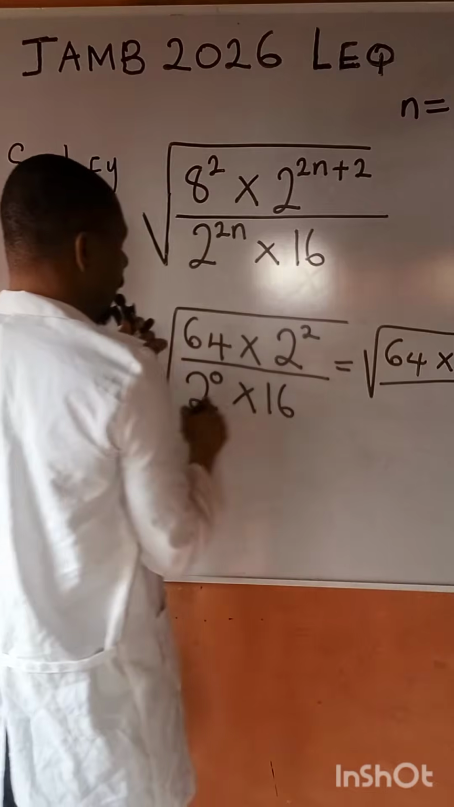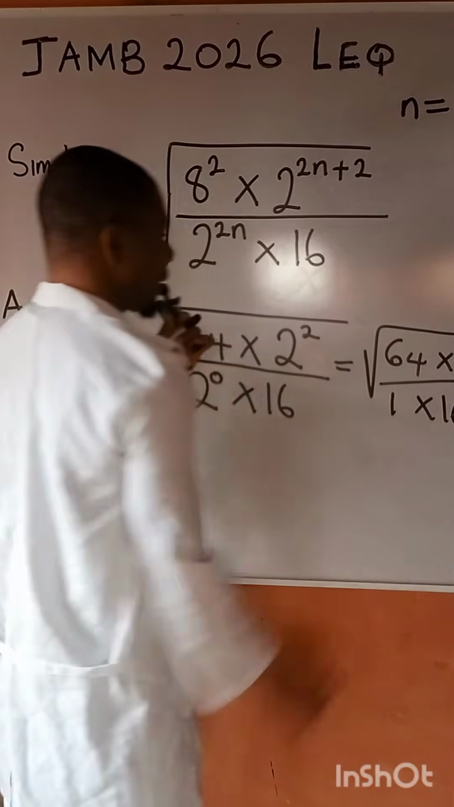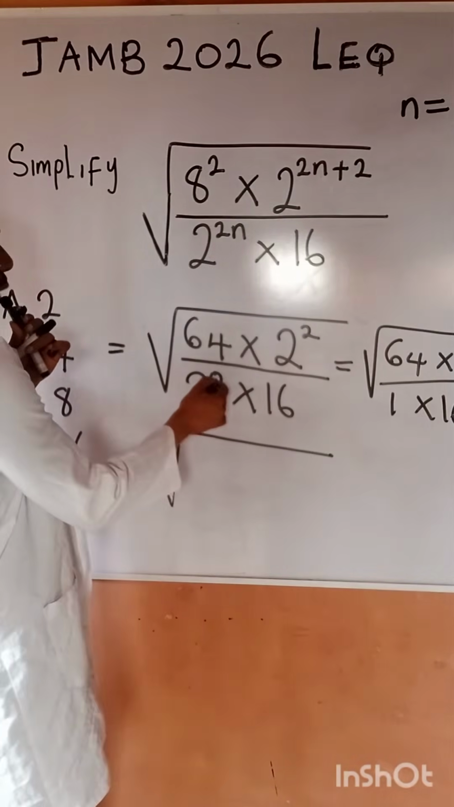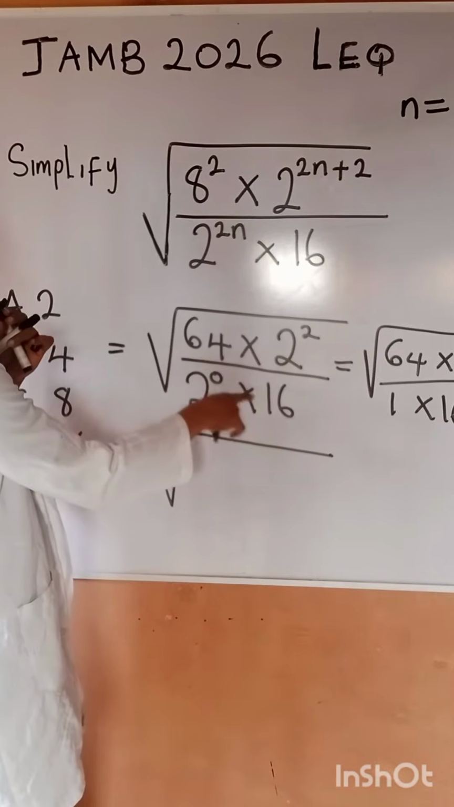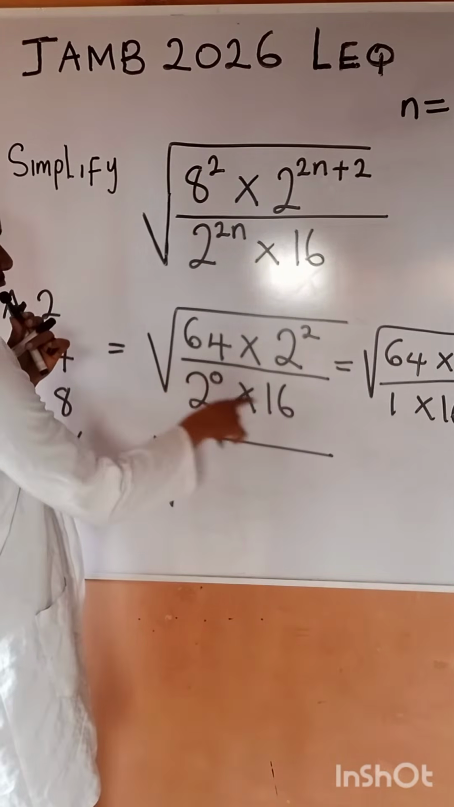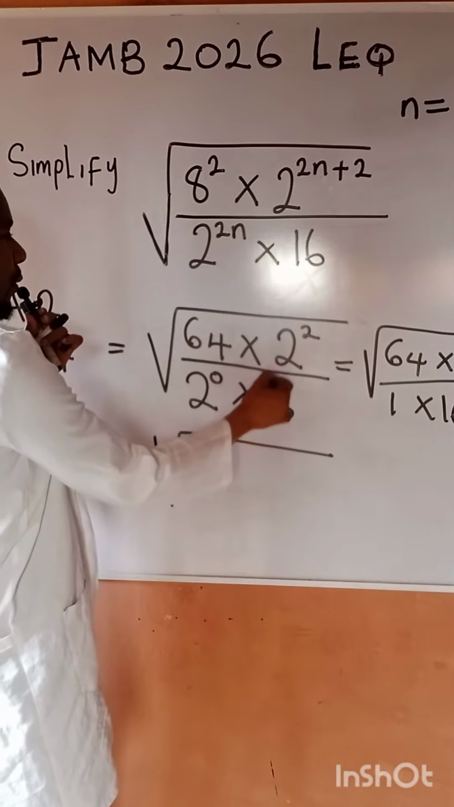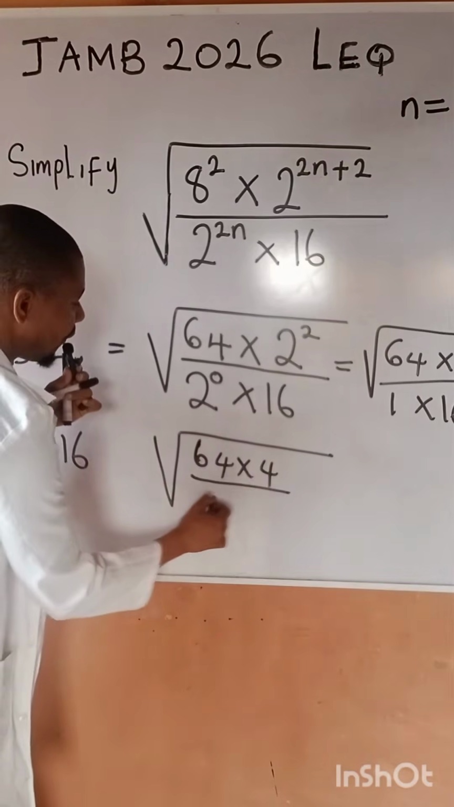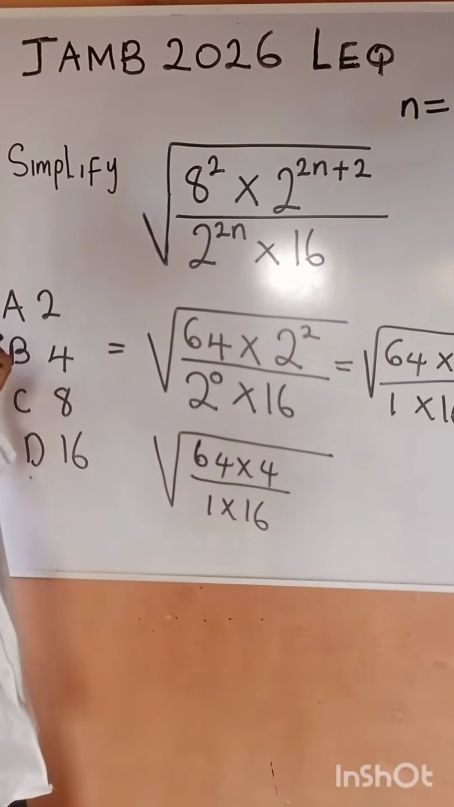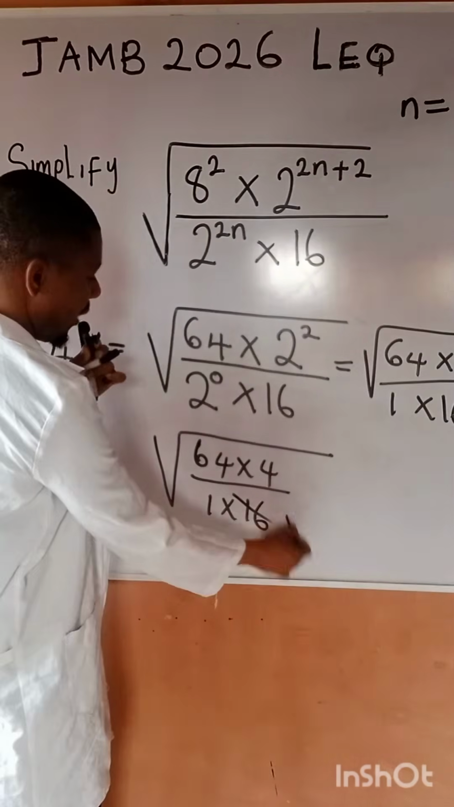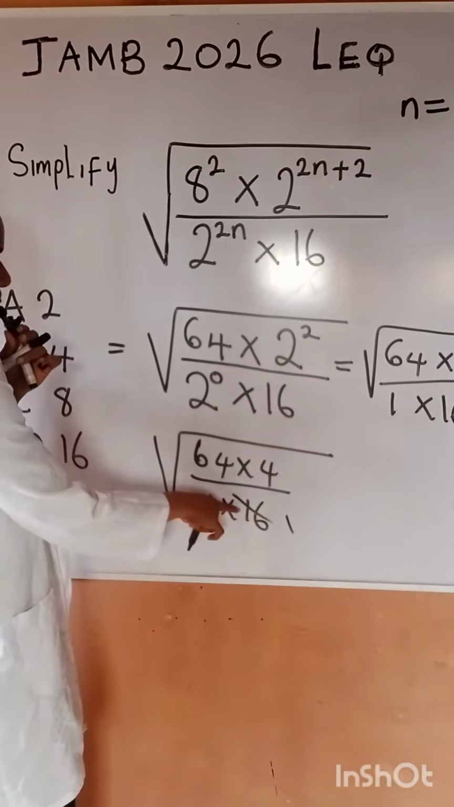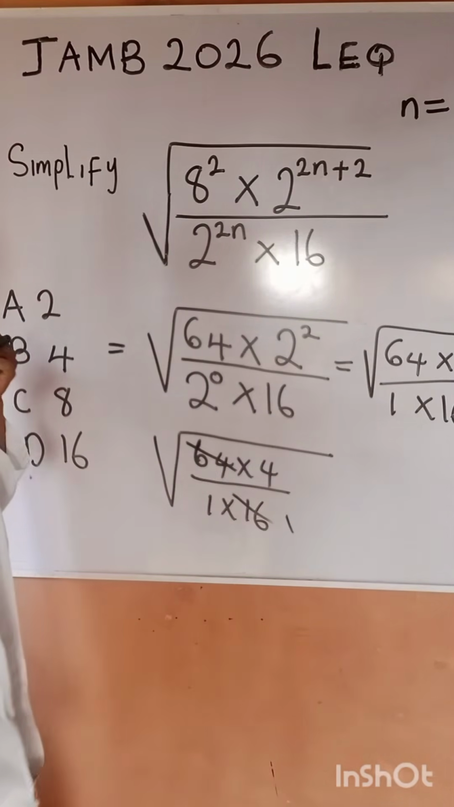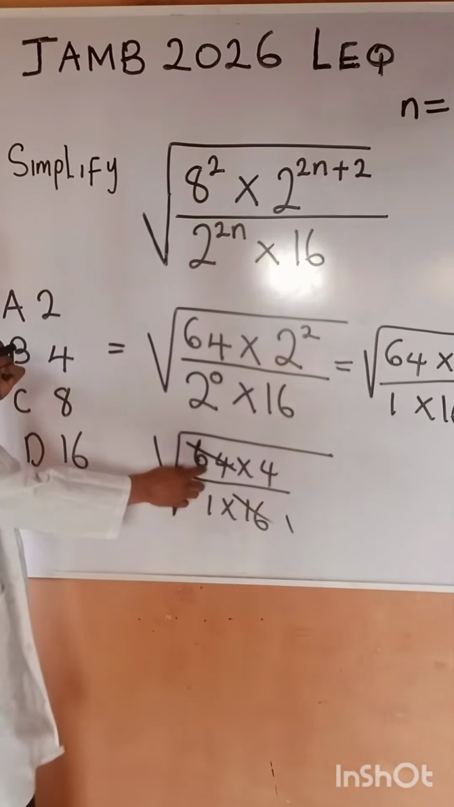So finally, what I'm going to have now is 64 multiplied by 4 all over 1 times 16. This one is 1 already, this one is 16. So what I have here is 64 times 4 all over 1 times 16. Now 16 goes into 16 one time, and 16 goes into 64 four times.